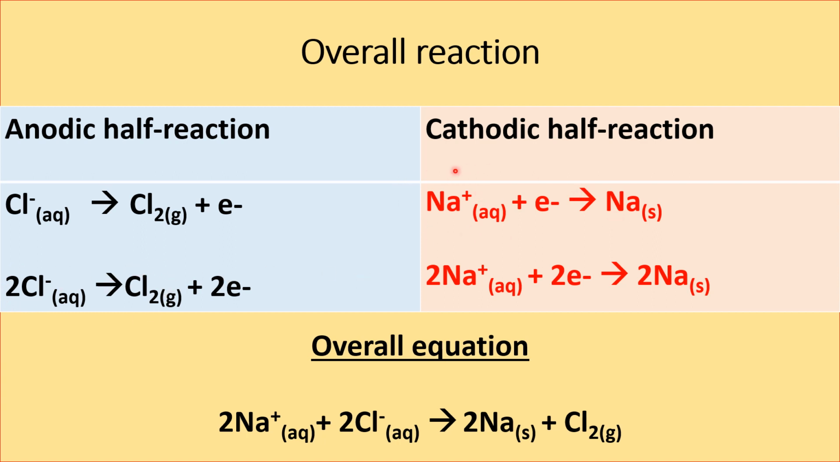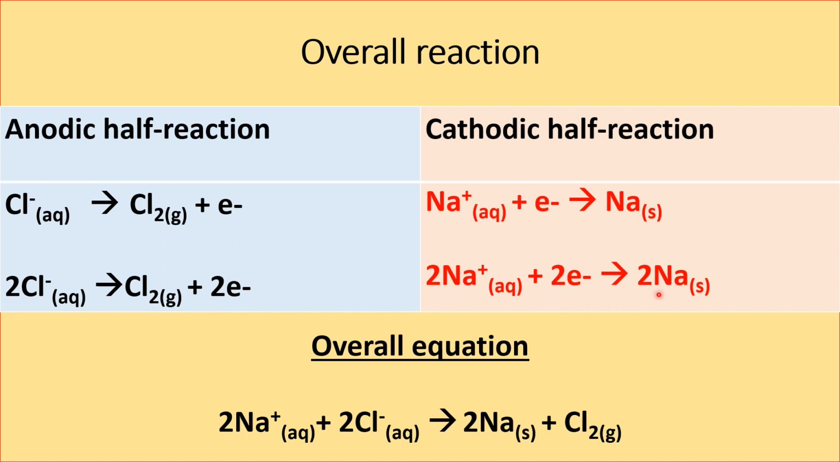At the cathode, sodium ion gained 1 electron to form a metallic sodium. 1, 1. The equation is balanced, but we cannot leave it this way because the number of electrons gained does not correspond with the number of electrons lost. So what we need to do is to multiply the whole of this equation by 2. So it will be 2 times Na plus, 2 times e minus, 2 times Na, so 2Na plus, 2e minus, 2Na. So 2 electrons gained, 2 electrons lost.